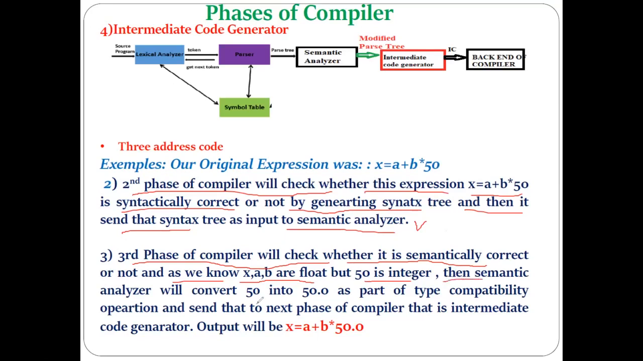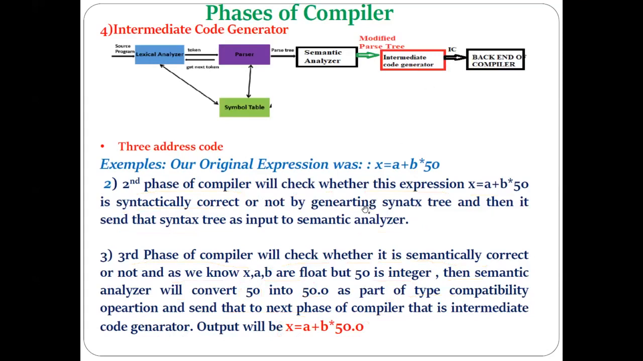So here the semantic analyzer will convert, because the type of 50 is what? Integer. That has to be converted into float. So the semantic analyzer will convert that into 50.0 as a part of the type compatibility operation and send that to the next phase of compiler, that is the intermediate code generator. So this is the output generated by our third phase of compiler, that is the semantic analyzer.